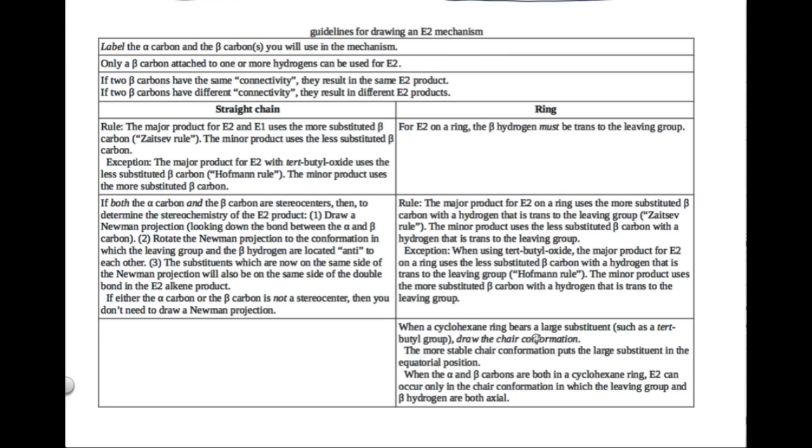Now remember, there's actually 2 different chair conformations. The more stable chair conformation will put the large substituent in the equatorial position. And you need to know that the leaving group and the beta hydrogen have to both be in axial positions in order for E2 to occur.